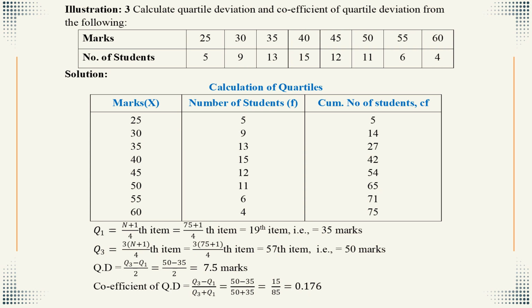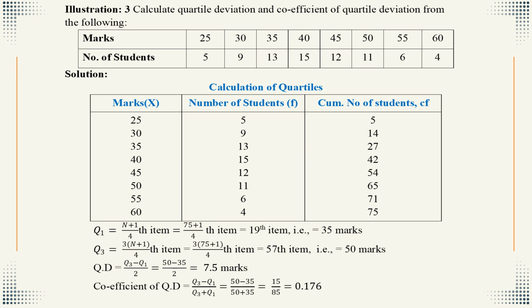Here Q1 equals the (n plus 1) by 4th item, that is (75 plus 1) by 4, which is the 19th item. The 19th item is not in 5 or 14, it is in 27. Corresponding to that, the marks are 35. Like that, Q3 is the 3 (n plus 1) by 4th item, which gives the 57th item. 57 is not in 54, it is in 65. Corresponding to that, the value is 50.